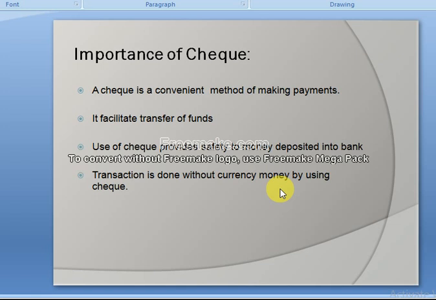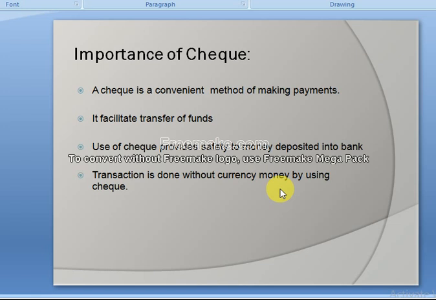Use of check provides safety to money deposited into the bank. For how long we have been using the check. Checks are providing safety; they are too much safe. And the transaction is done without currency, by using the check. Nowadays mostly all transactions we can do through the check, not in exact money. Why? Because a check is also used as a medium of exchange. So a check is a type of near money. It is not in the shape of money, but it works as near money. So these were the major importance of the check.